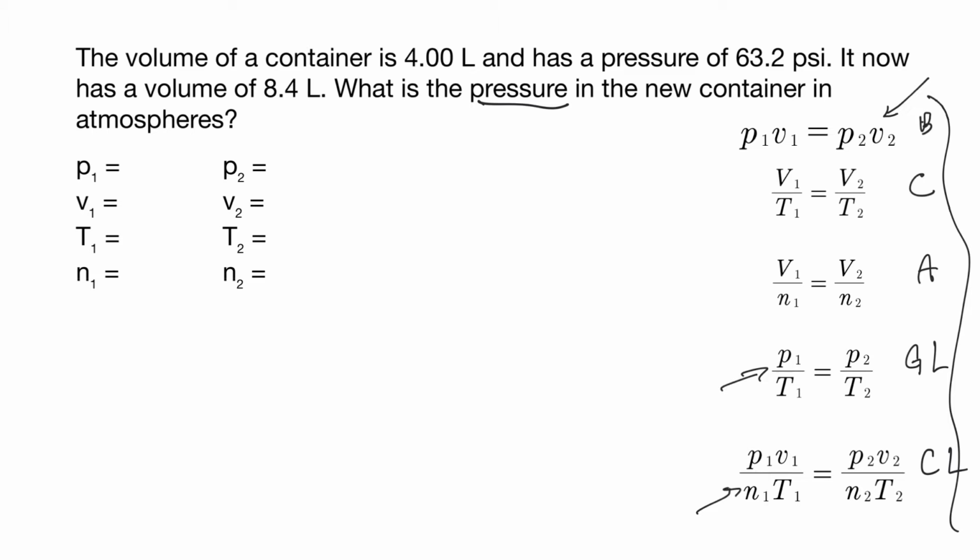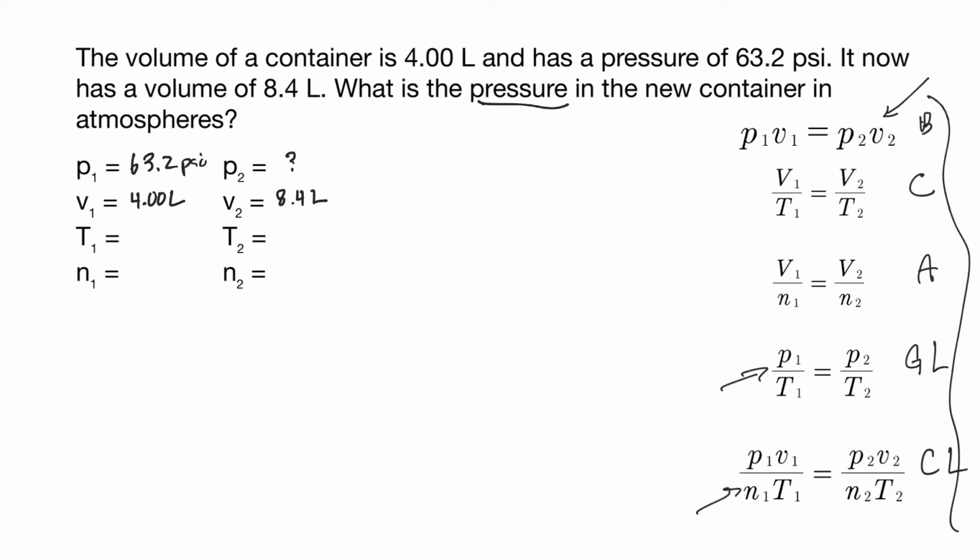So the first question says the volume of a container is 4 liters. So the initial volume is 4 liters. And as the pressure is 63.2 psi, it now has a volume of 8.4 liters. And what is the pressure?